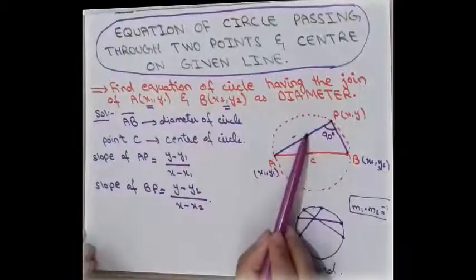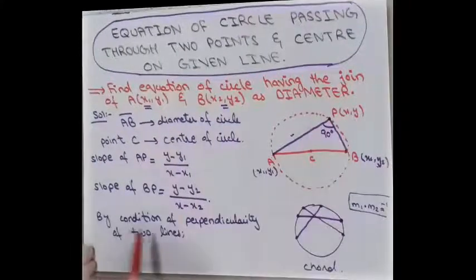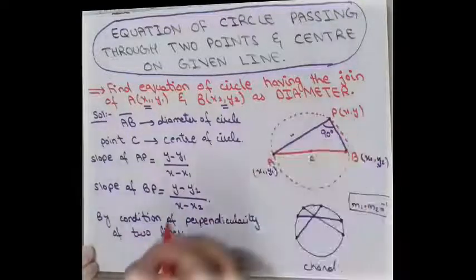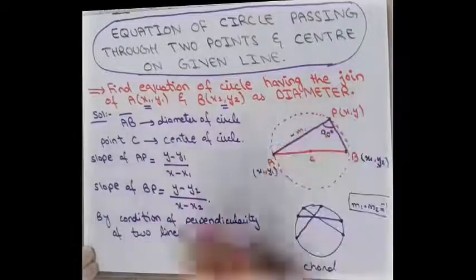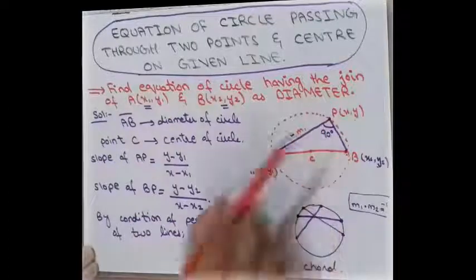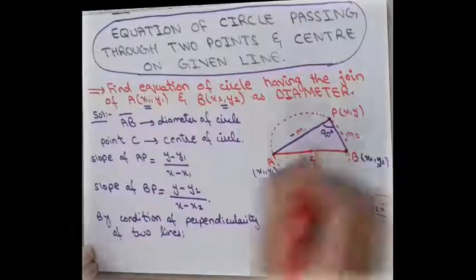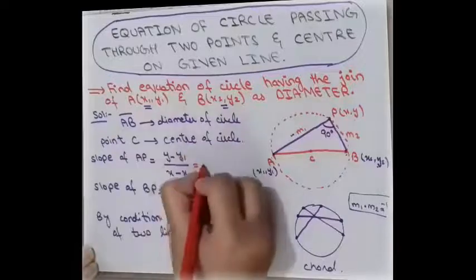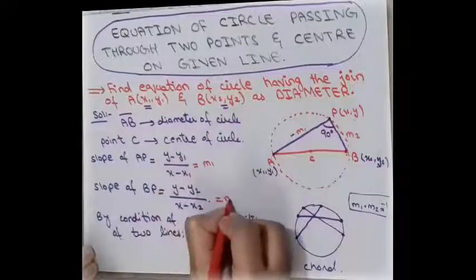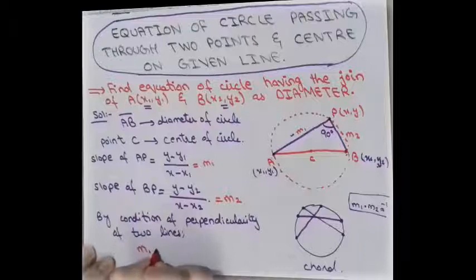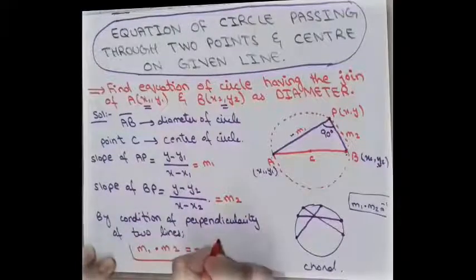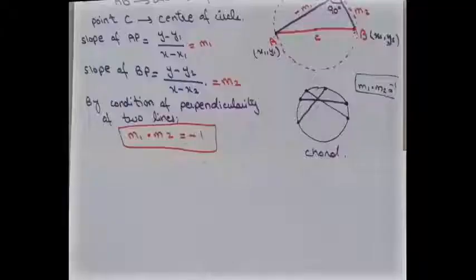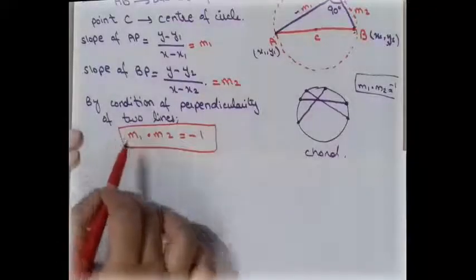These two lines are perpendicular to each other. So by using the condition of perpendicularity of two lines, if we say that the slope of this line is m1 and the slope of BP is m2, and we suppose this is m1 and this is m2, then multiplying these two slopes gives -1. So we basically use this fact. Just put the values of m1 and m2 in this condition.